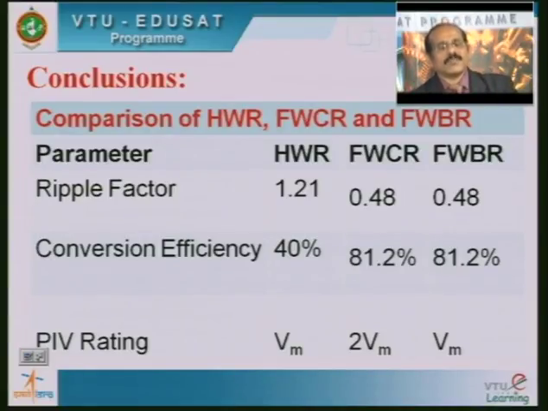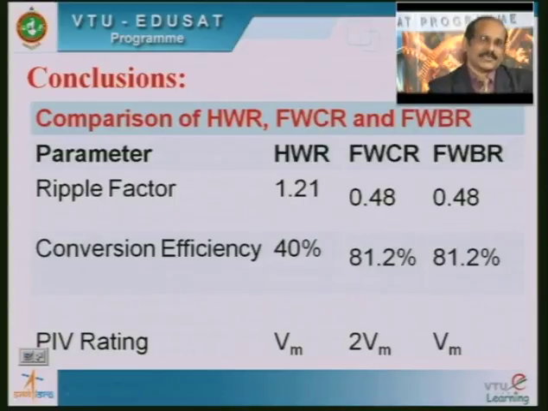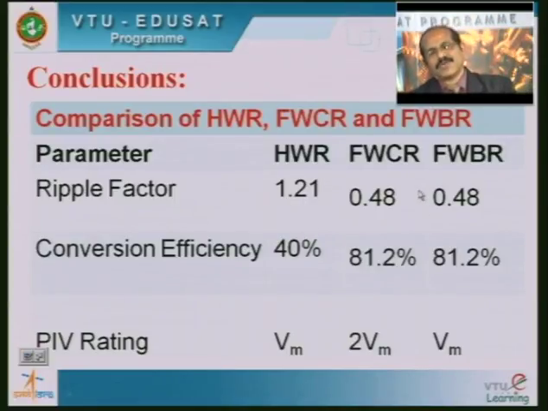As I told you, ripple factor is a measure of the AC content of the DC output. In which case is it more? It is more in the half wave rectifier, because the half wave rectifier conducts only during the positive half cycle. Naturally the ripple content in the DC output is more, and consequently the ripple factor is more. That is 1.21, compared to the full wave center tap rectifier and full wave bridge rectifier, where it is only 0.48.